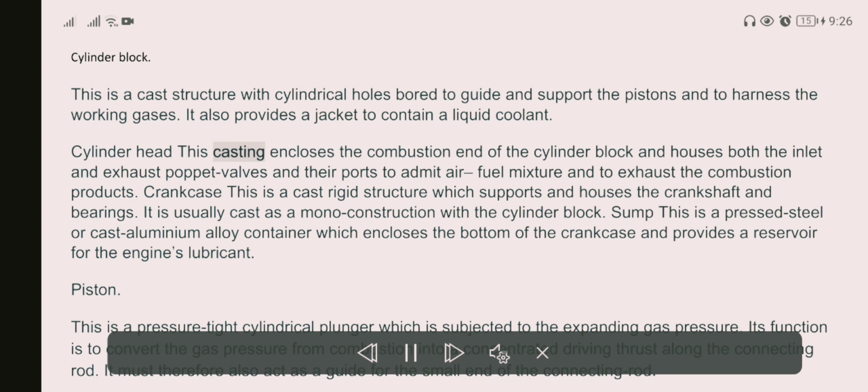Cylinder head. This casting encloses the combustion end of the cylinder block and houses both the inlet and exhaust poppet valves and their ports to admit air-fuel mixture and to exhaust the combustion products.